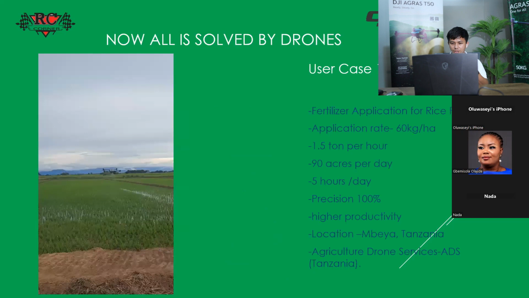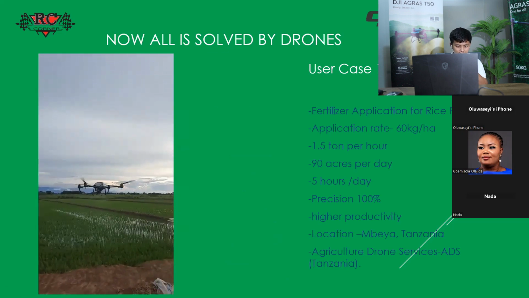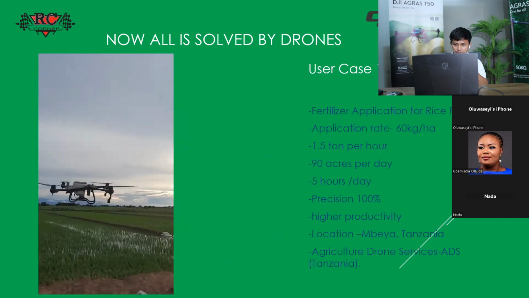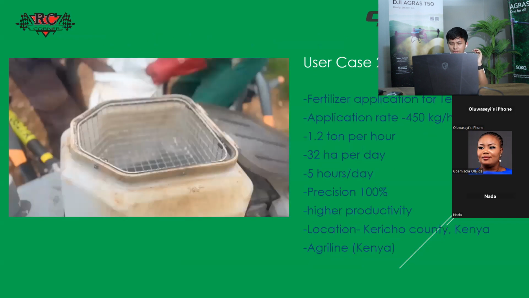And this one is in Tanzania, for the paddies. Okay, this is the T20P, the small one, but the finish is quite good. This is in Mbeya, Tanzania. So you will see the fertilizer spreading is very fast. In one day they fly 5 hours, with 100% precision. See, exactly at the edge, before you reach it, it has already stopped.